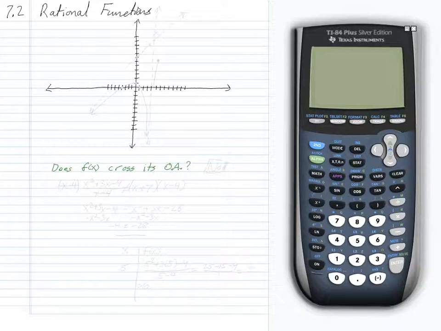In other words, is our function (x squared plus 3x minus 4) over (x minus 4) ever equal to its oblique asymptote, x plus 7? So again, when I check to see if our function crosses its asymptote, I set up an equation. To solve this, I might multiply by the denominator to clear the fraction.